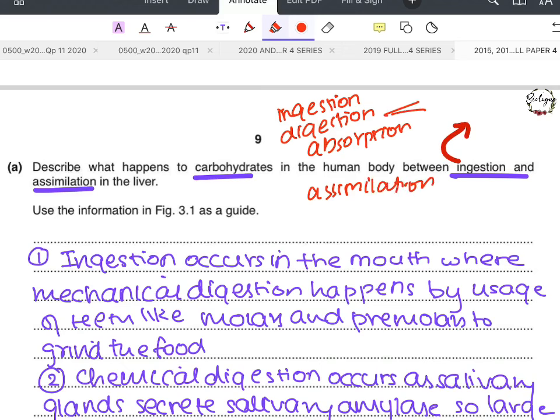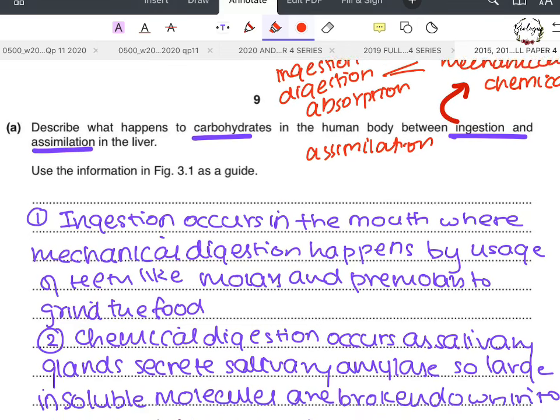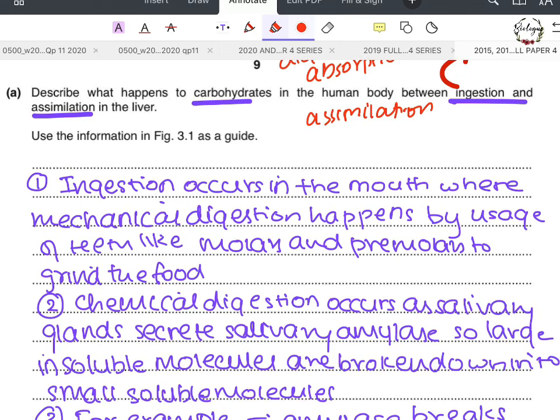In the digestion, you have to talk about mechanical digestion and chemical digestion. You have to talk about both of them. Now, first off, ingestion occurs in the mouth, right? Because this is where the mechanical digestion occurs. It's known as mastication or mechanical digestion, but mechanical digestion is a better term to use. So, ingestion occurs in the mouth, where mechanical digestion happens by the usage of teeth.